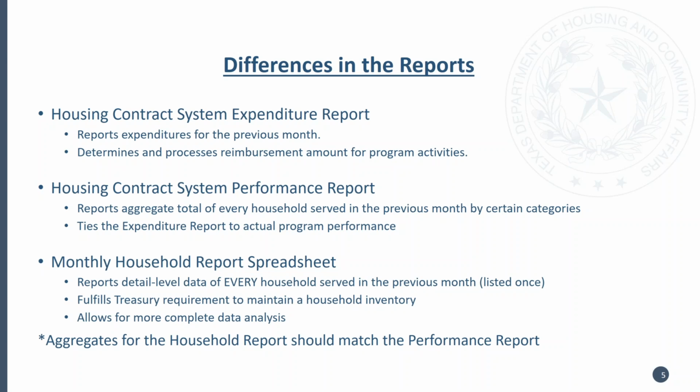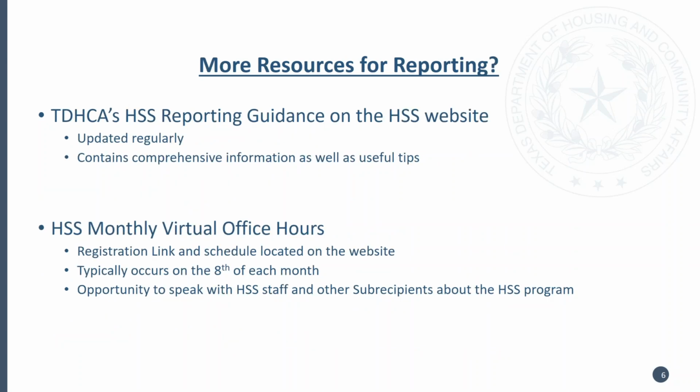The important thing is that your housing contract system performance report and this monthly household report spreadsheet are linked. They are linked, and this is very important because the aggregates you report for your performance report are going to be specifically the aggregates that you would get if you totaled up your monthly household report spreadsheet. So if you totaled up all the households in your spreadsheet by race, AMI, ethnicity, and gender, it's going to equal exactly what you're reporting in your performance report. And we'll discuss this more in depth as we go on.